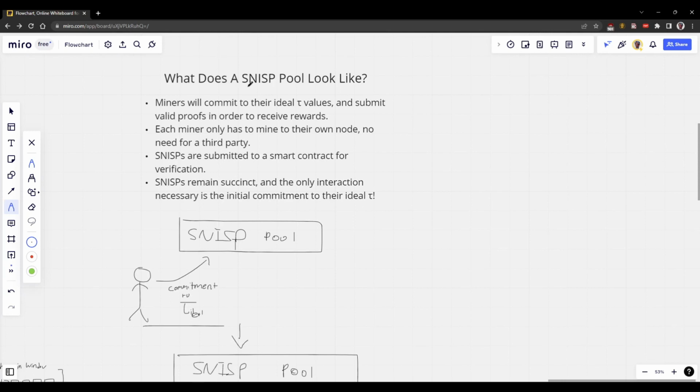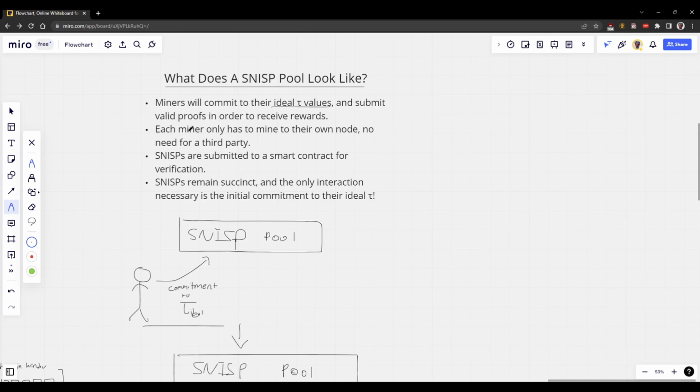So going back here, what does a SNISP pool look like? Initially, miners will have to commit to their ideal TAW values. And this commitment to their ideal TAW is pretty important. It does sort of break the non-interactivity that we wanted, but because they only have to interact with the SNISP pool once to do it, it's not too big of a deal. It's only one extra transaction rather than an extra transaction every time a proof is sent.